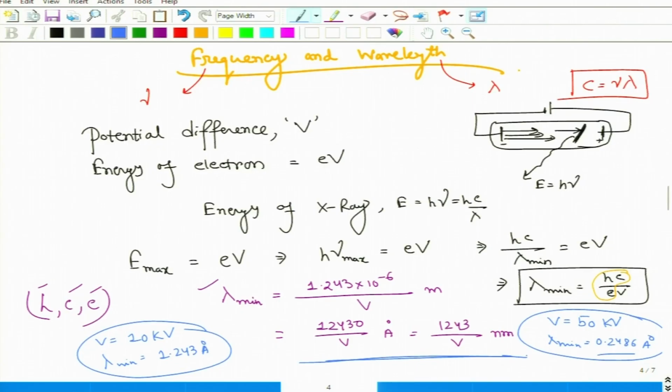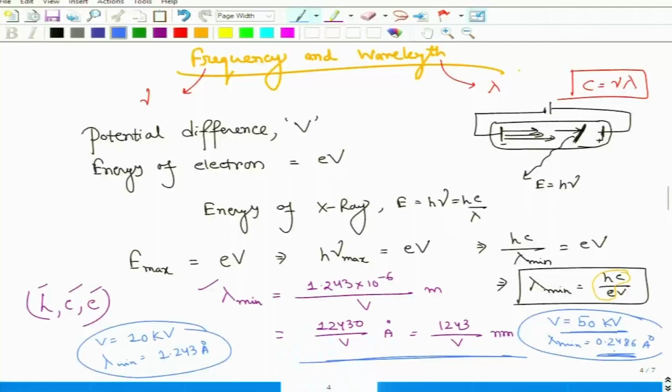Only then does the wavelength of the X-ray become equal to lambda min, as given in this equation. Generally the whole energy is not converted, obviously. It is an ideal case. If the whole energy were converted to the X-ray, then lambda would be the minimum, that is lambda min. Otherwise, the wavelength becomes more than lambda min, as I discussed. For this, lambda min is called the minimum wavelength of the X-ray.